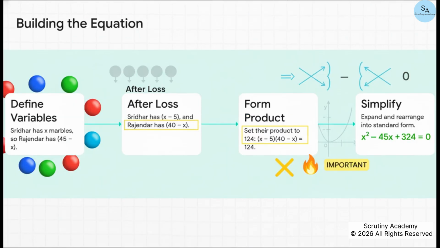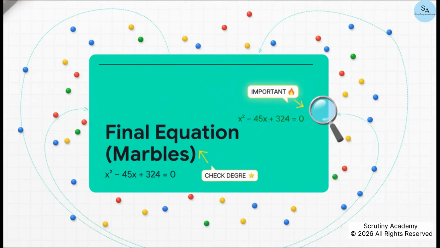So let's break it down. Let's just say Sridhar has x marbles. If the total is 45, then Rajender must have 45 minus x, right? Okay, now they both lose 5. So Sridhar has x minus 5, and Rajender has 45 minus x minus 5, which is 40 minus x. The problem says their product is 124. So we just multiply them, and now we just have to expand and simplify. And voila! After you do all the simplification, this is what you get. X squared minus 45x plus 324 equals 0. See that? It's in that perfect standard form. We did it.